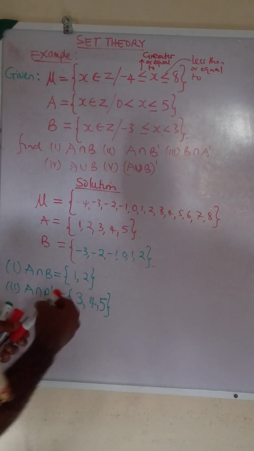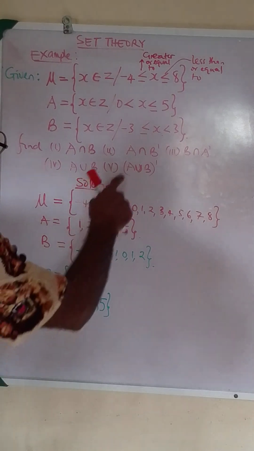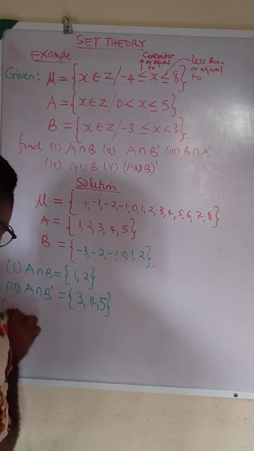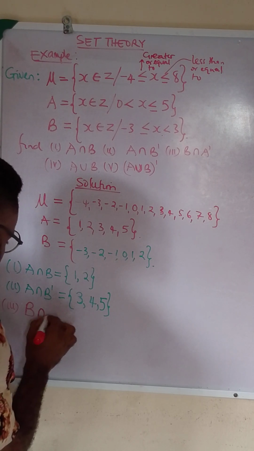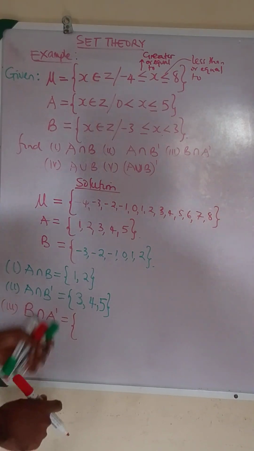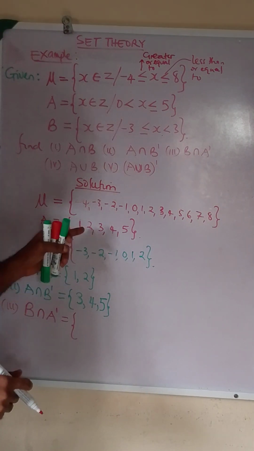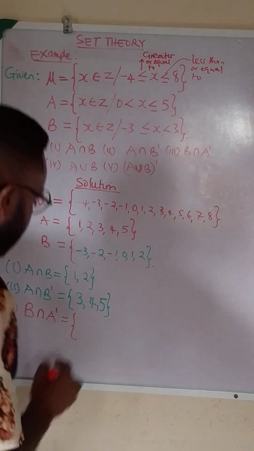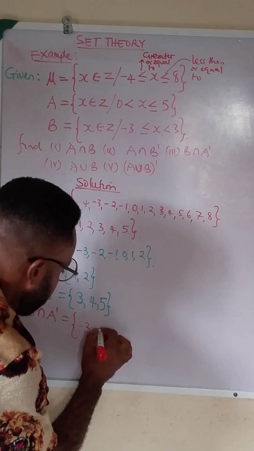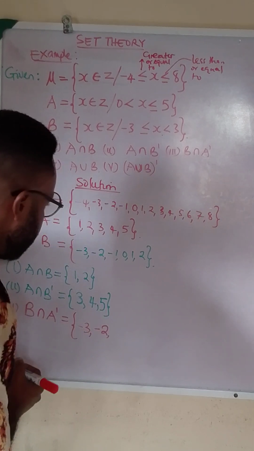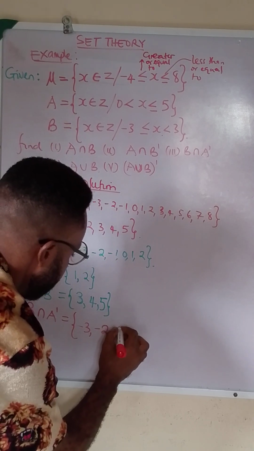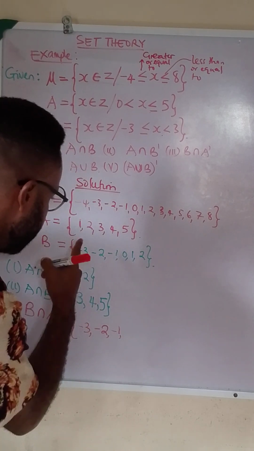And so the next one is B intersection A prime. So this one means elements that are in set B but not in set A. If you look at it, minus 3 is in set B and not in A. Minus 2 is in set B and not in A. Minus 1 is in B and not in A.